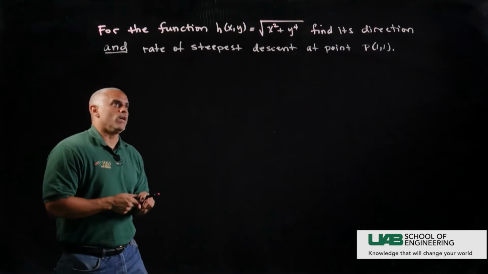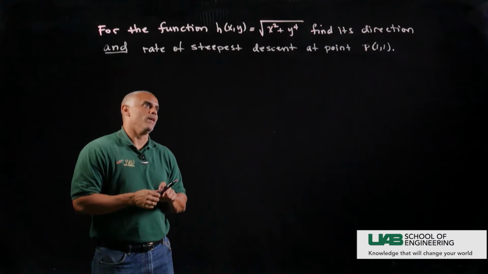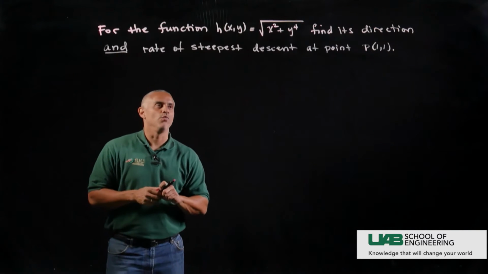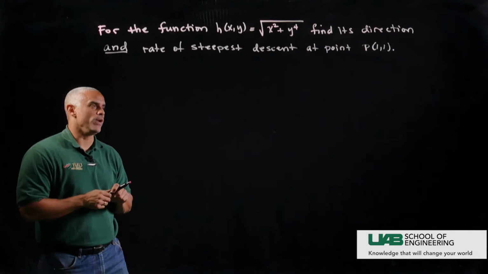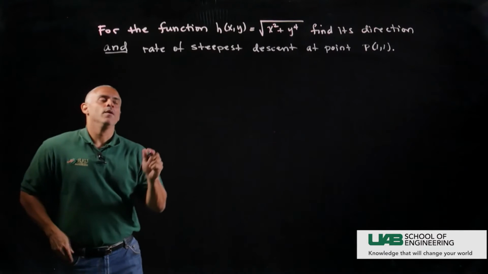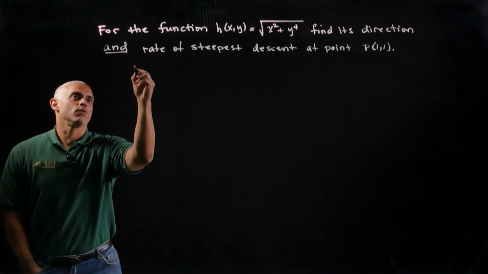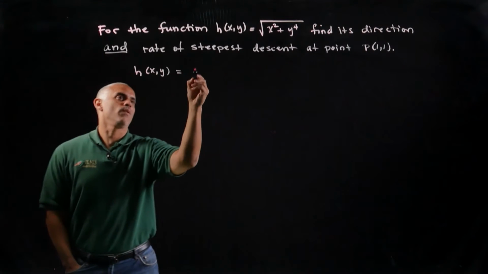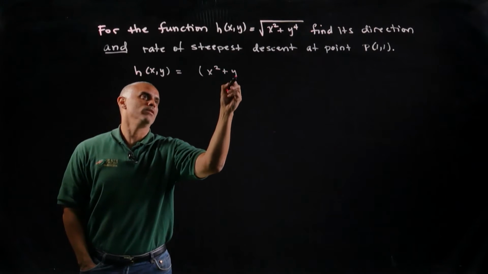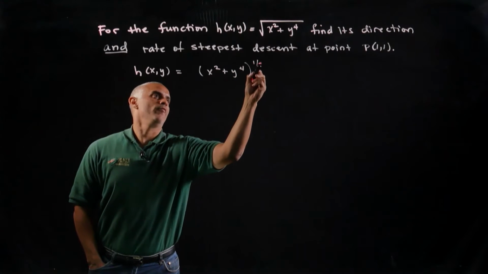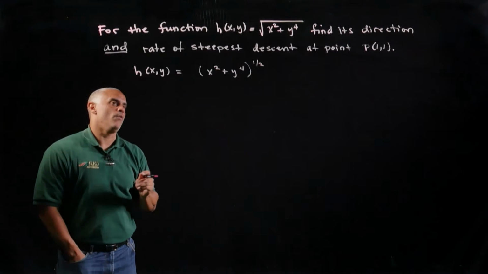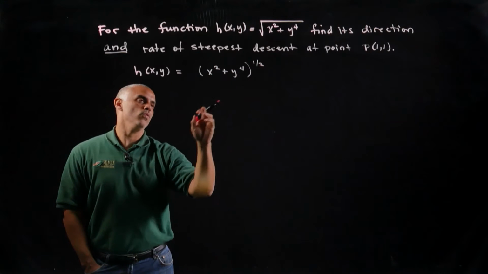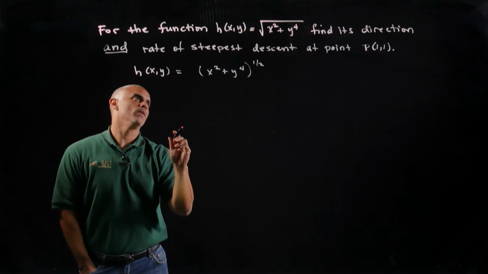For the function h(x,y) equal to the root of x squared plus y to the fourth, let's find the direction and rate of steepest descent at the point (1, 1). So first, I'll write my h(x,y) in a slightly different form. Let's write this as x squared plus y to the fourth, to the 1/2 power. And now we can treat this as a power rule coupled with the chain rule.